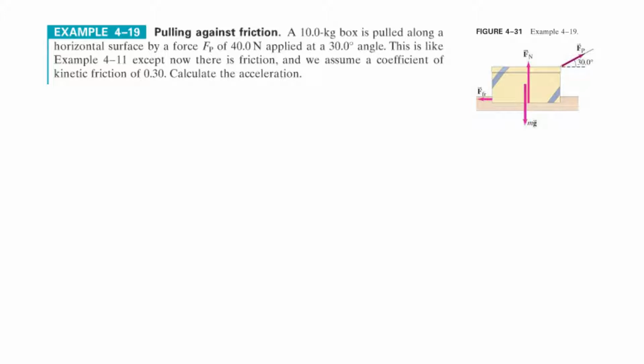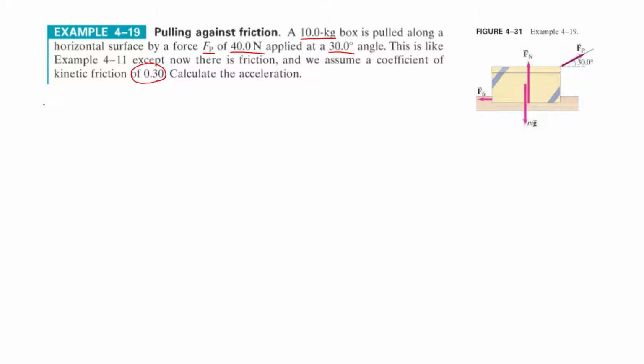It's a very common type of problem that goes through a lot of the basic math. So here is example 4.19. It says that a 10 kilogram box is pulled along a horizontal surface with a force of 40 newtons. It uses force P for pull, I suppose, and an angle theta of 30 degrees. We know that the friction coefficient is 0.30.